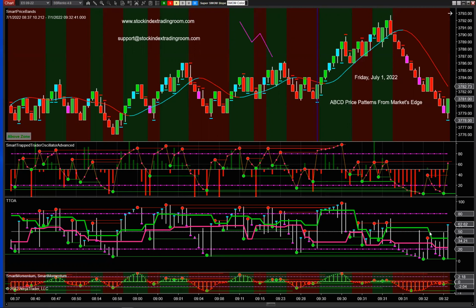But to remind you, our green and pink line is referred to as smart dynamic zone. One of the things you'll notice is that when we close above our green line, we tend to go up. We close below the pink line, we tend to go down. We go down until what? Until we close above our green line. Now, that in and of itself is all the advantage that a lot of our advanced members need. That's the only advantage they need.